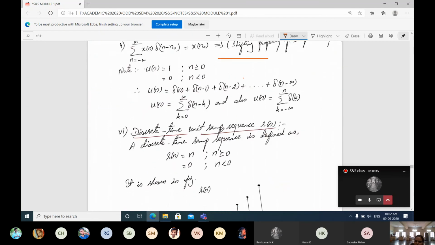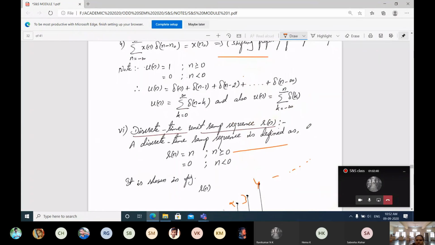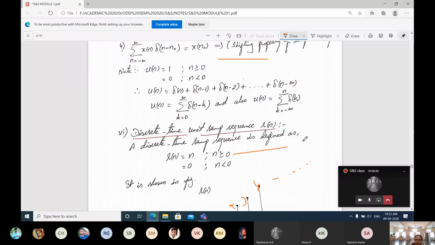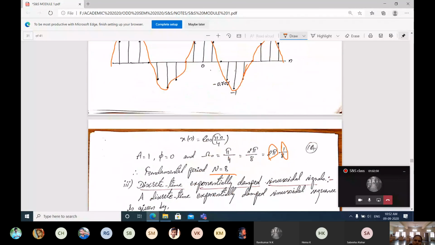Then the discrete time unit ramp signal. r of n equals n for n greater than or equal to 0. Here it goes on increasing: 0, 1, 2, 3, 4, going on increasing till infinity. This is your unit ramp sequence. These are all the elementary signals. With this, the theory part of the first module will finish. These are all the equations. Just remember, as I already explained for continuous time.